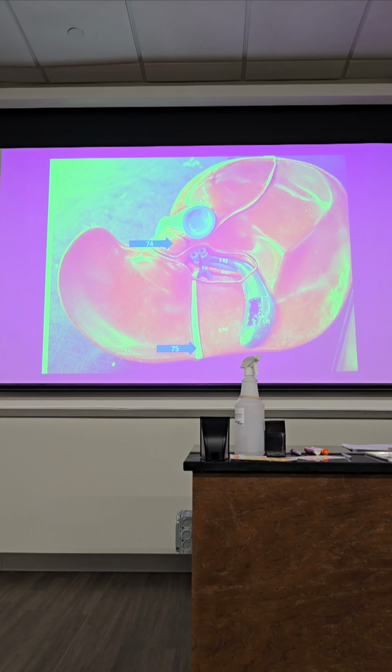Okay, this here is the caudate lobe, with a C. And this is number 75. What is 75? The round ligament. Isn't that the baby fetal something? You mean the falciform ligament? Yes, the falciform ligament has two things on it, on the top outer side.